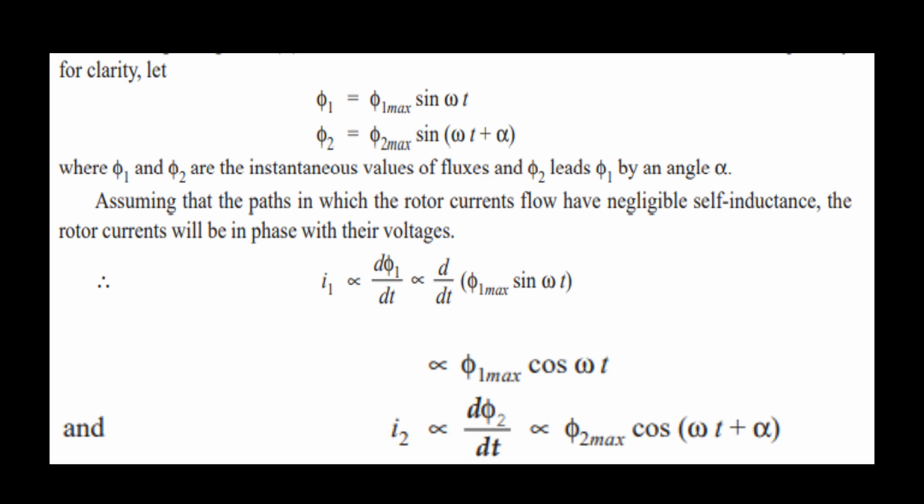Similarly, we have another equation for I2. So induced current I2 is directly proportional to d phi2 by dt, and flux phi2 is phi2 max sin omega t plus alpha. So after taking its derivative, we will get I2 directly proportional to phi2 max into cos of omega t plus alpha.